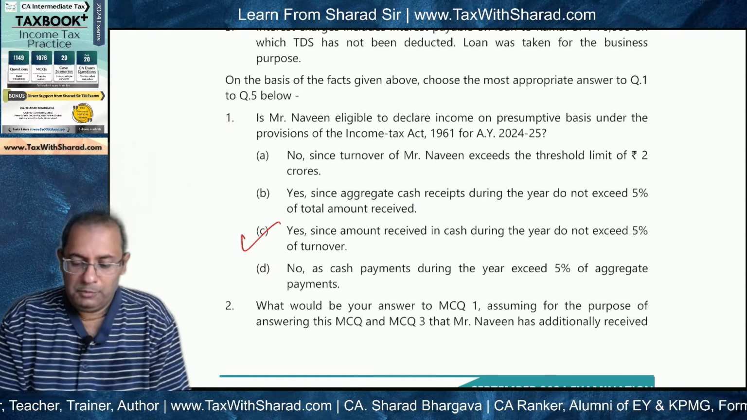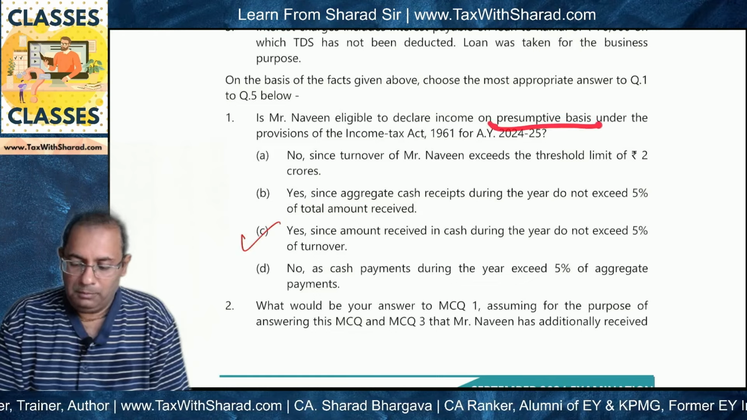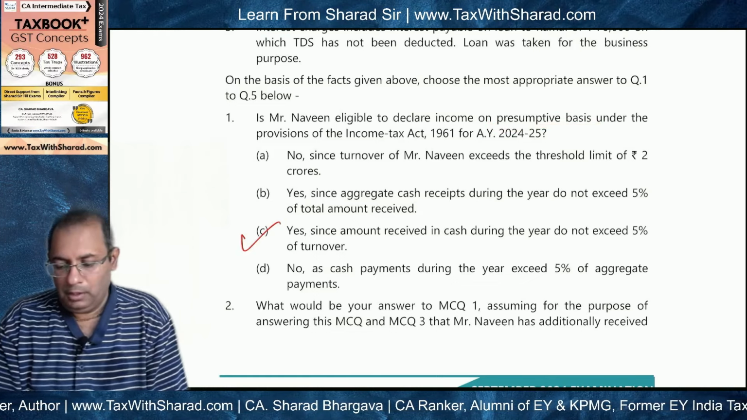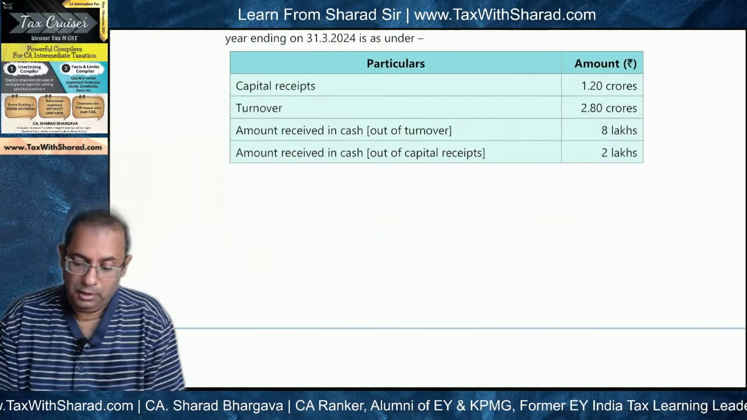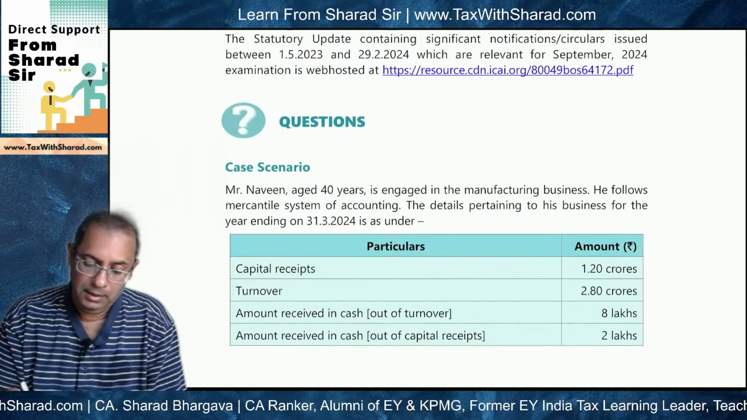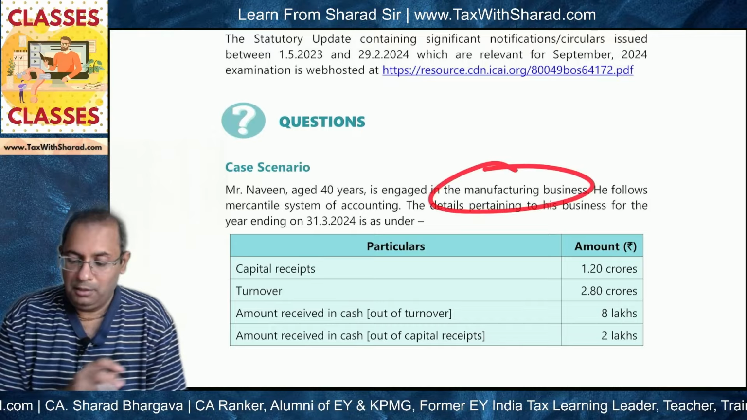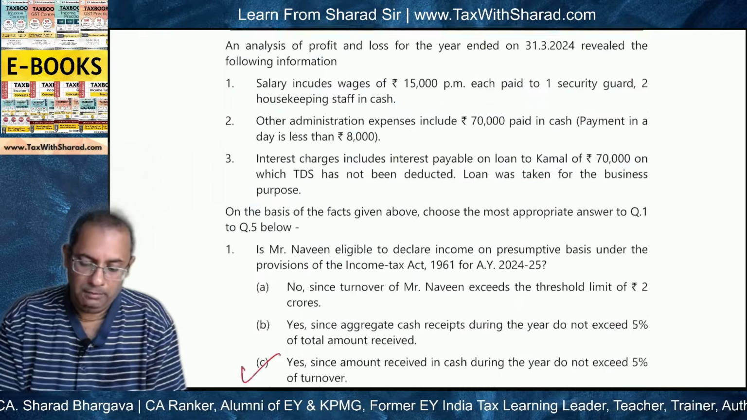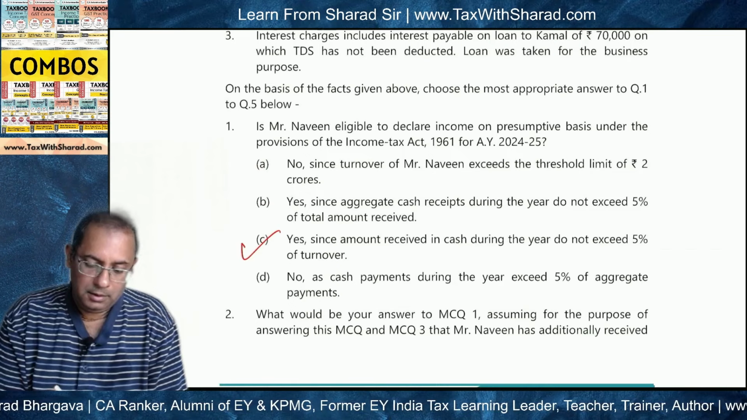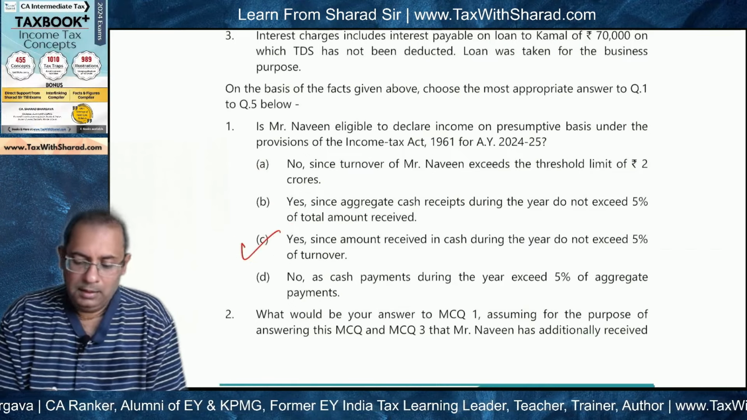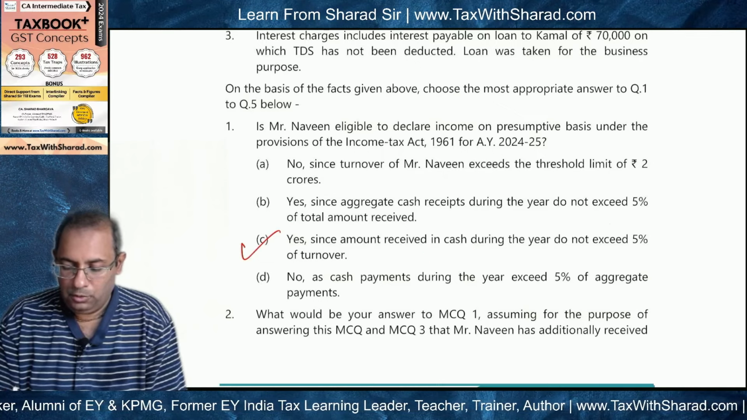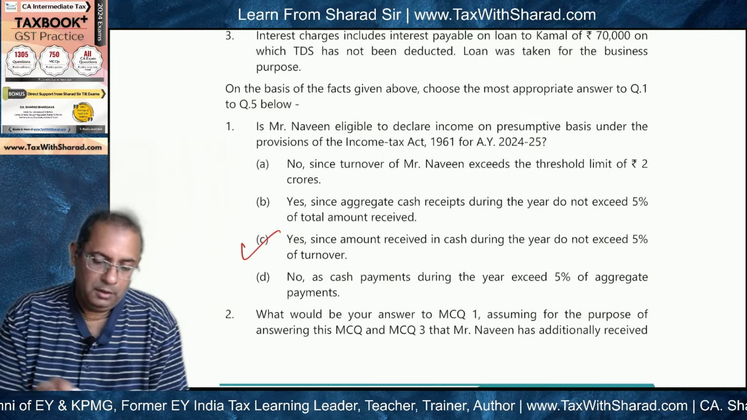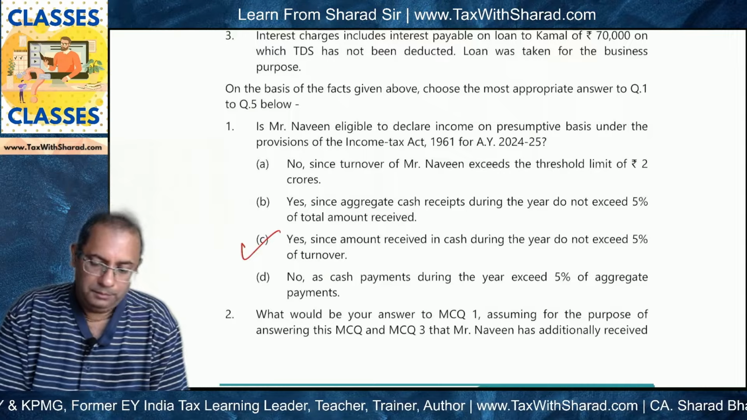MCQ number 1: Is Mr. Naveen eligible to declare income on a presumptive basis under the provisions for AY 24-25? So which section will apply here: 44AD, 44ADA or 44AE? Mr. Naveen is engaged in manufacturing business, so 44AD will apply. And the correct answer is C: Yes, 44AD will apply since amount received in cash during the year does not exceed 5% of turnover.